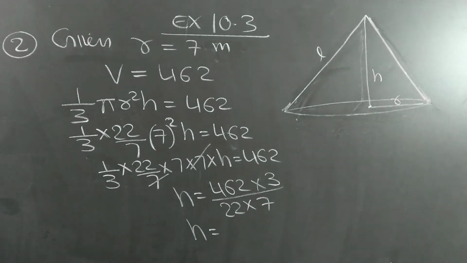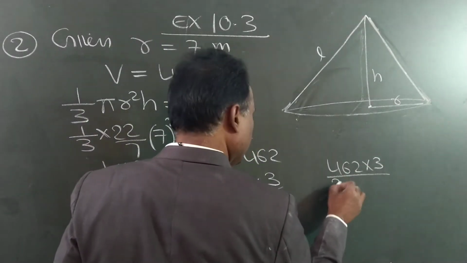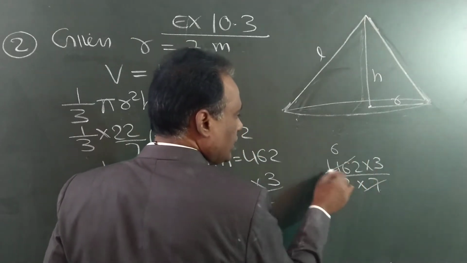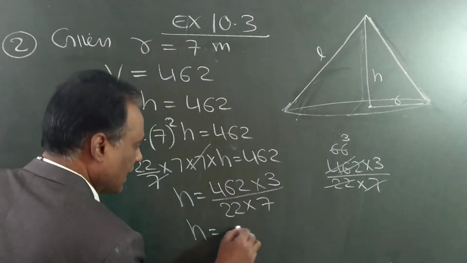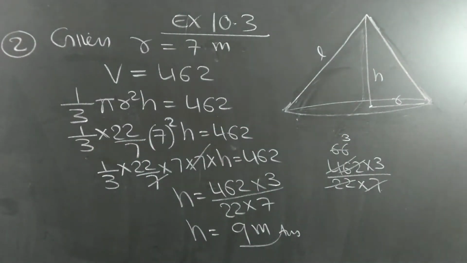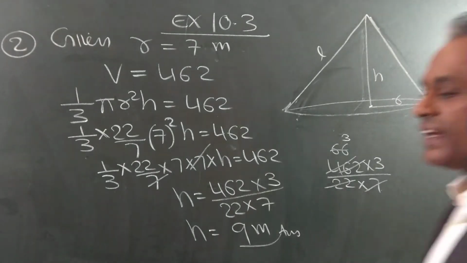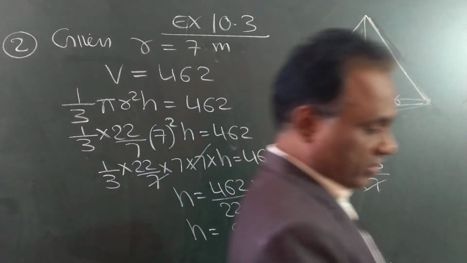In the volume direct formula, I am just substituting the values, that's all, nothing else. 462 into 3 by 22 into 7. 7 6s are 42. 22 3s are 66. 3 3s are 9. Answer: 9. That's all, students. After this, read the third question.